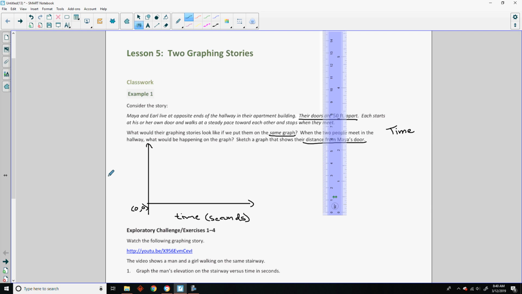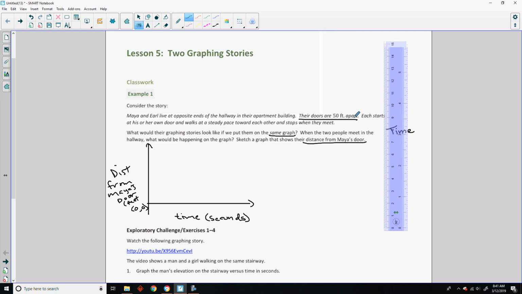And since this is time, this would be distance from Maya's door, in feet. Okay, now we don't need to use exact values. It didn't give us any information. We know their doors are 50 feet apart. So if one is starting here, this would be Maya. Zero, distance from her door is zero, so that would put her here.